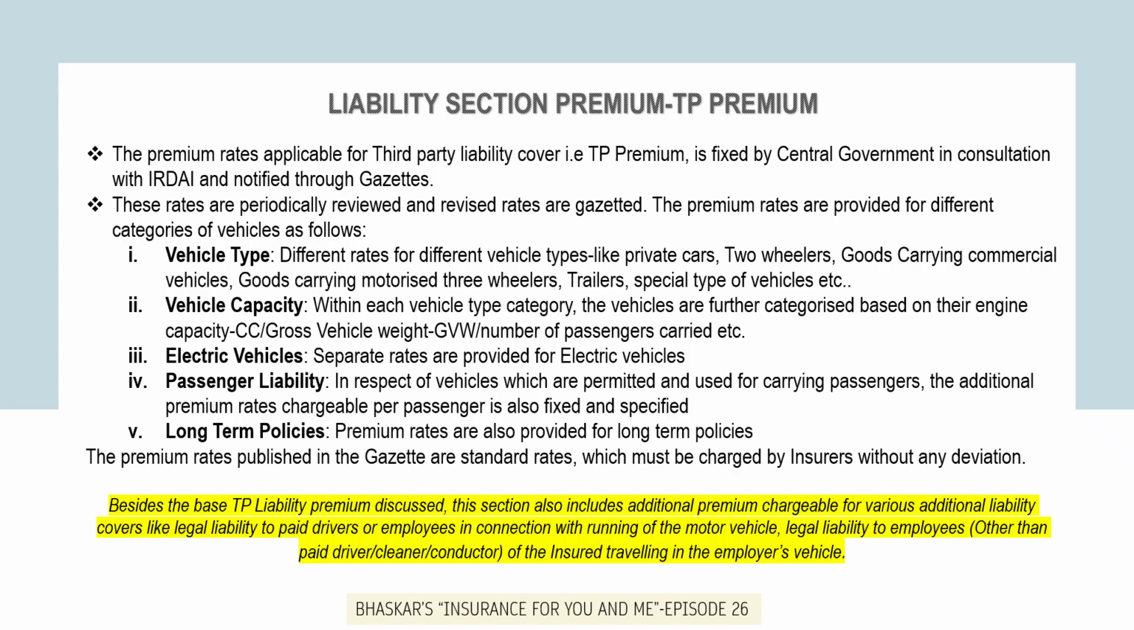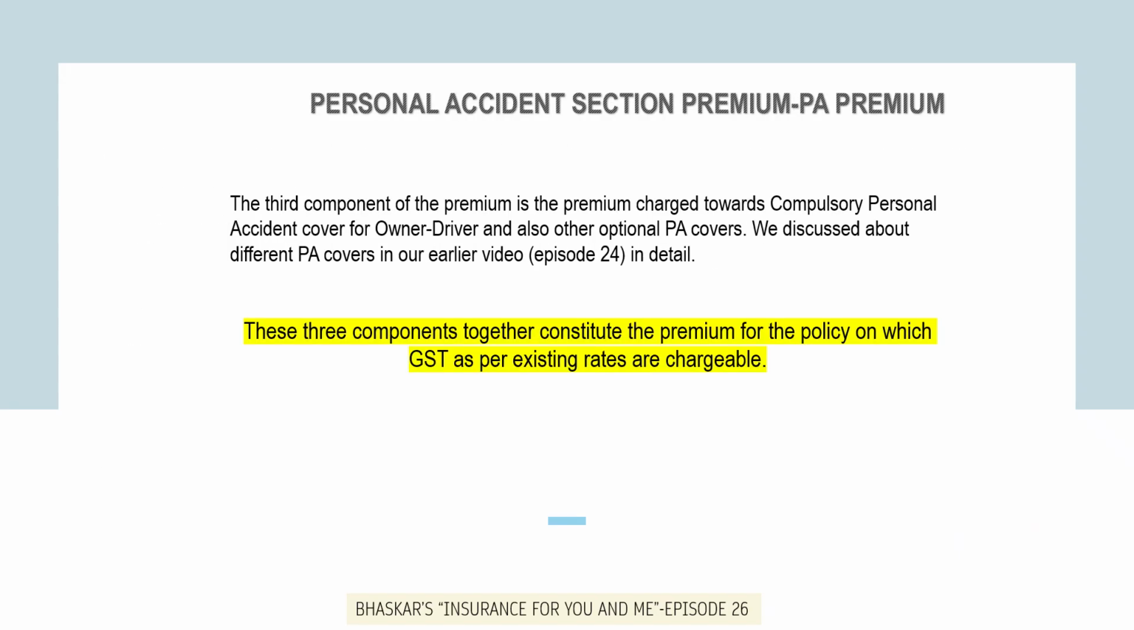The third component of premium is the personal accident premium. It is a premium charged towards compulsory personal accident cover for owner driver and also the other optional PA covers. So this particular aspect of the coverage was discussed in detail in our earlier episode, so you can refer to that. So these three components together constitute the premium for the policy. And on this amount, the GST as per the existing rates is chargeable.